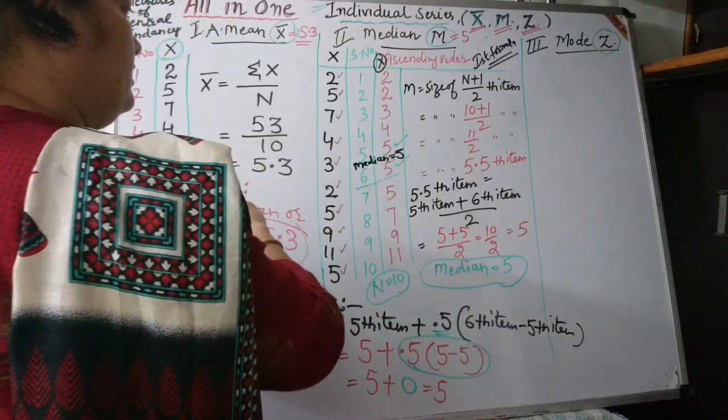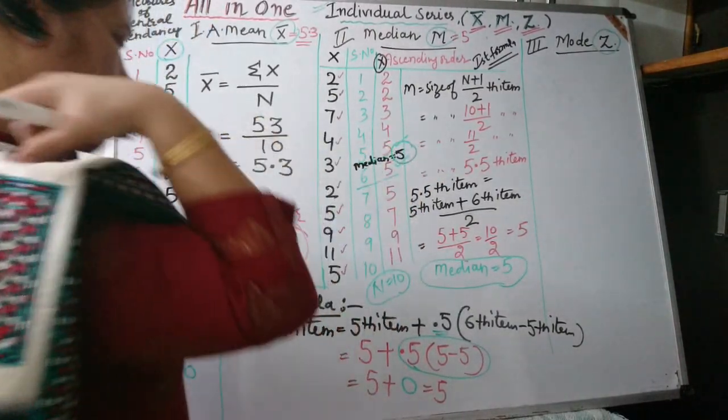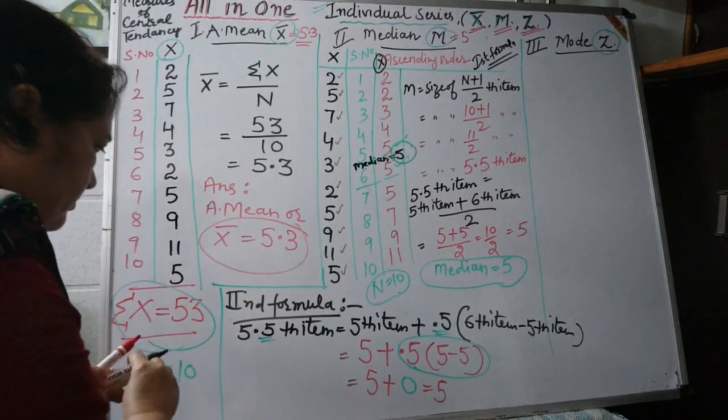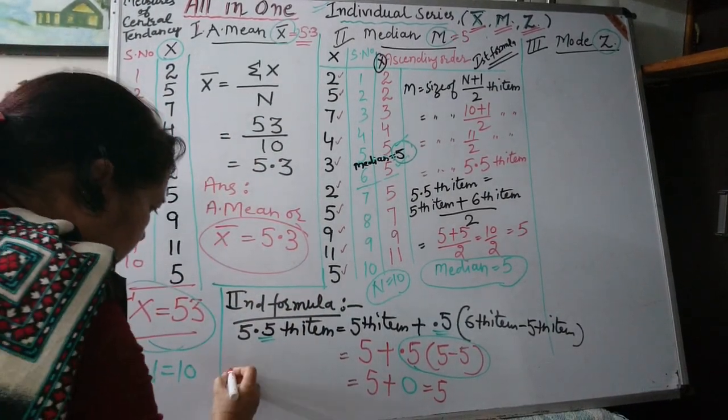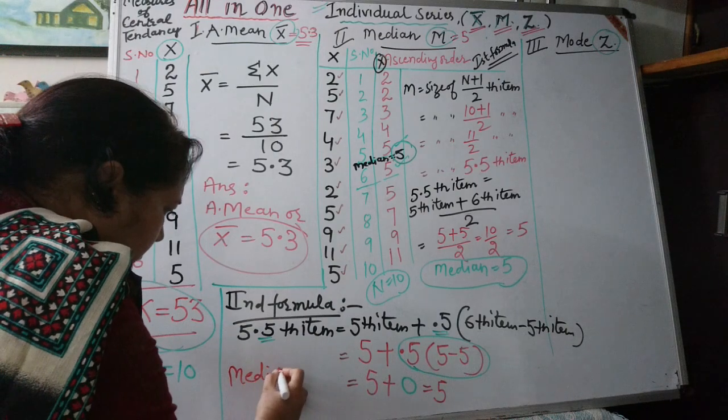So again the answer is 5. So here median is equal to 5.